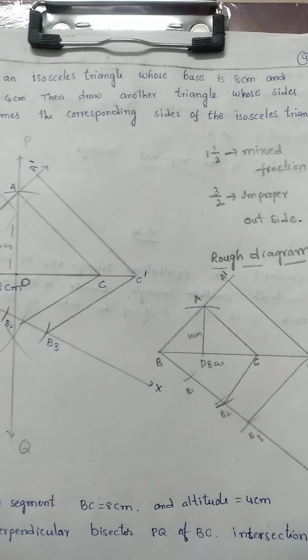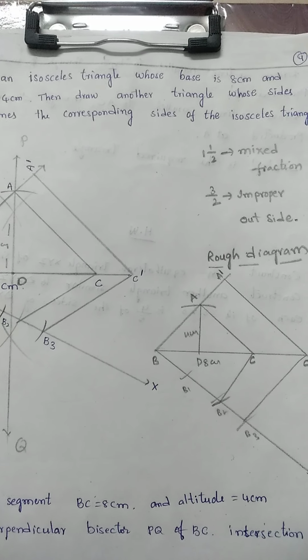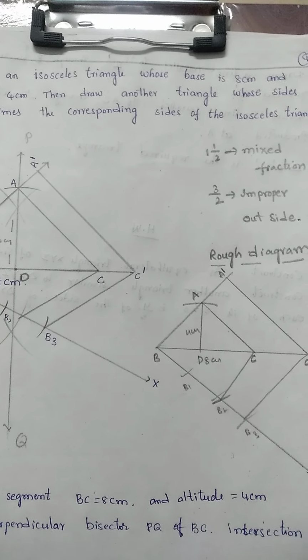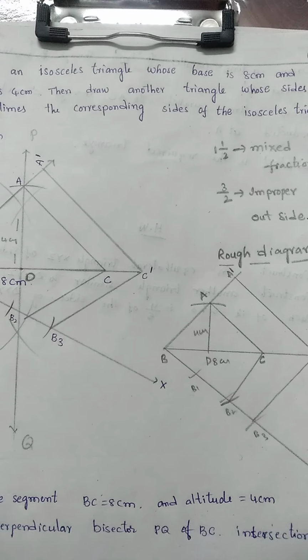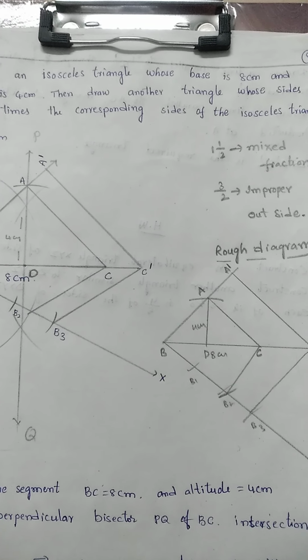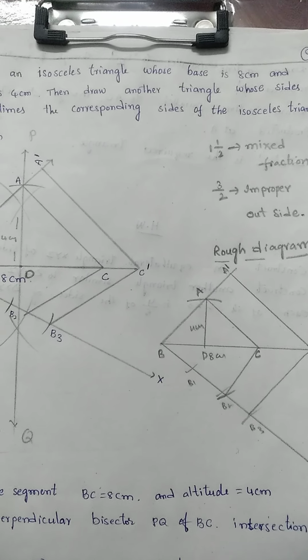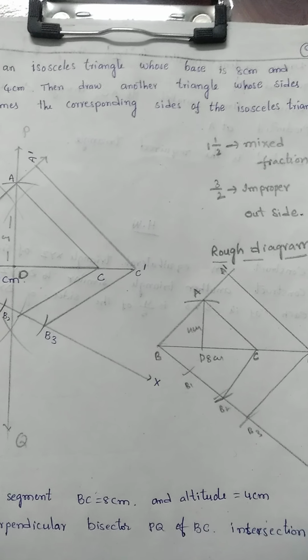It is an improper fraction. It means if you draw the diagram, it is outside, 3 by 2. In 3 by 2, the numerator is the greater number, the denominator is the smaller number. So it is an outside diagram. It is an improper fraction.